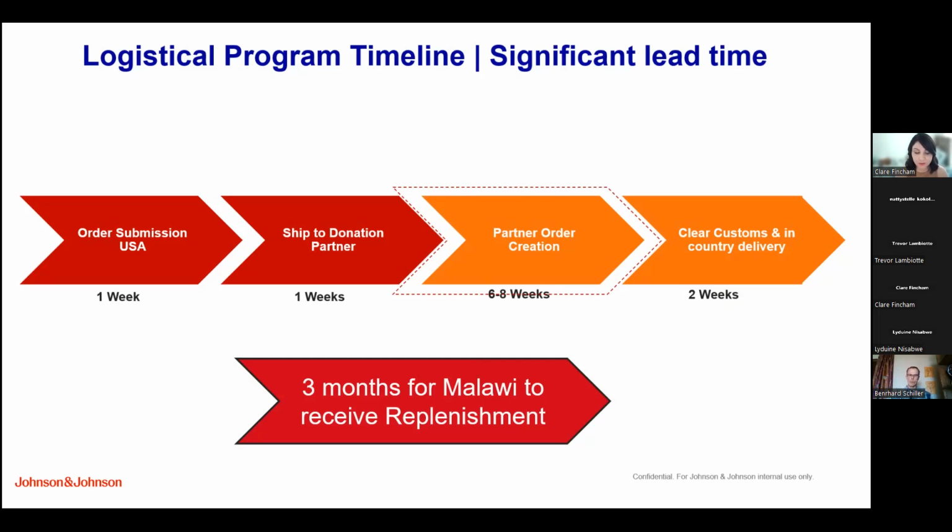Then when the partner is creating this order, the inventory will sit with the partner anywhere between 6 to 8 weeks. Then it will be sent to Malawi, and then customs clearance will take about 2 weeks, with delivery on the ground. So on a big spectrum, it takes about 3 months for our products to be delivered from the USA to Malawi.